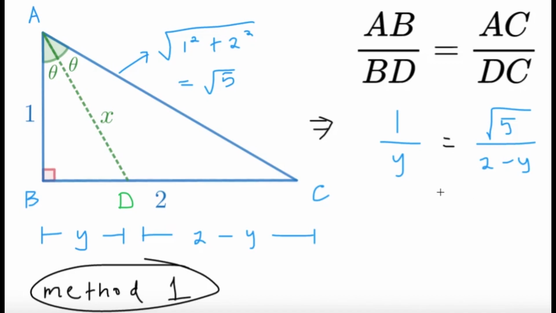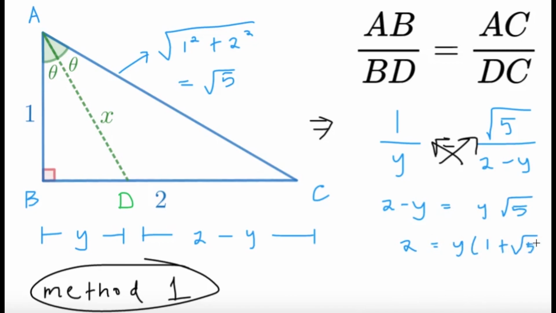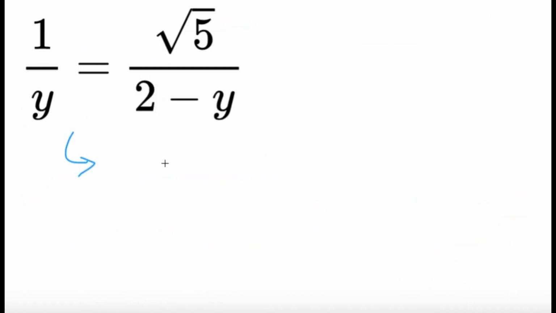Now we can solve for y easily here. If we clear the denominators, 2 minus y would be equal to y square root 5. So 2 would be equal to y plus y square root of 5. I think I can factor out a 1 plus square root of 5 here. So I would get y equals 2 divided by square root of 5 plus 1.